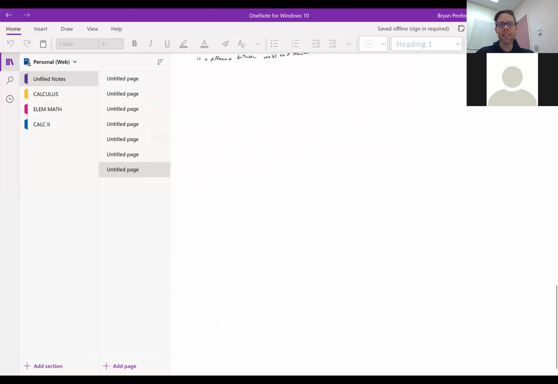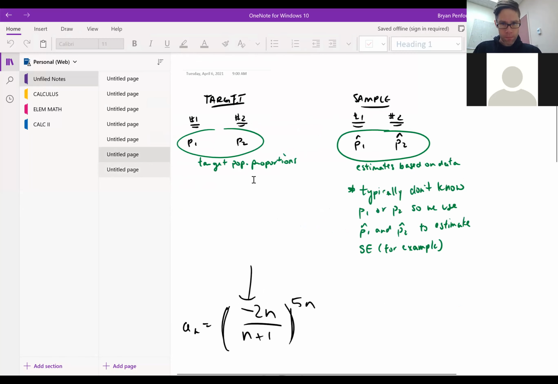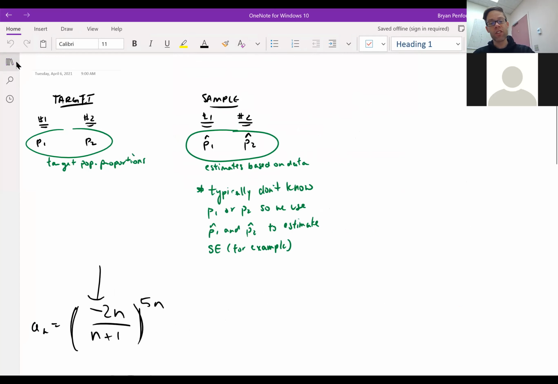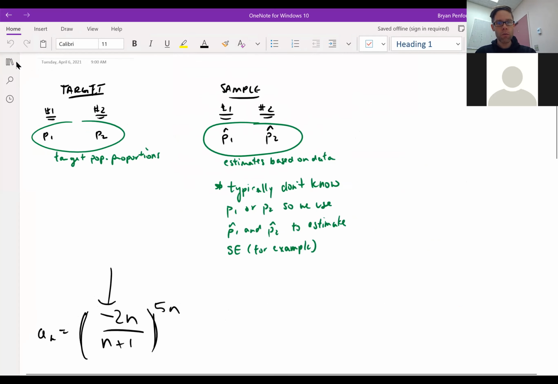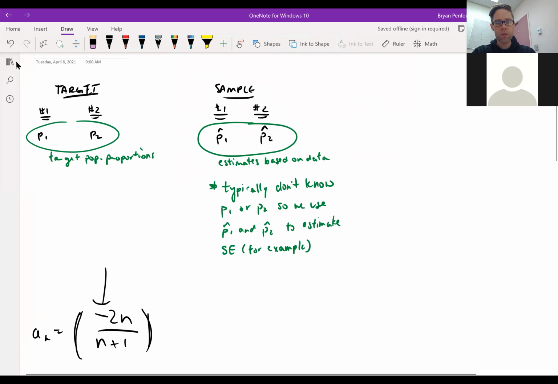But we do have to estimate the standard deviations. So this was what we had chatted about with regards to two proportions. And just let me erase some stuff and make sure that I'm sharing the right screen here. So yeah, you guys should be able to see that.